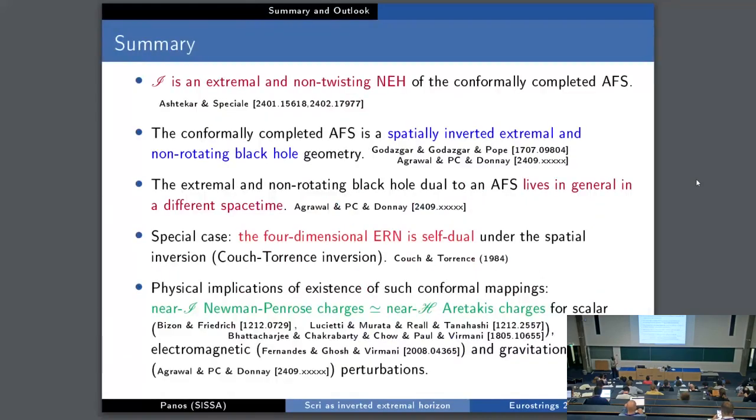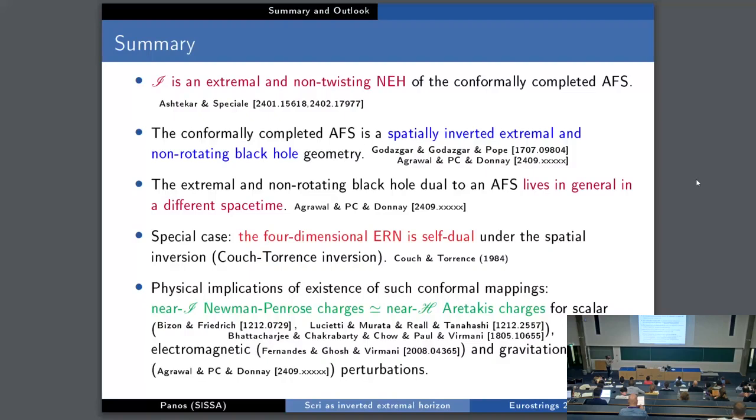So, in summary, what I wanted to do is emphasize the existence of this correspondence between null infinity and horizon geometries, which are two types of geometries generally living in different spacetimes. For the special case of the extremal Reissner-Nordström black hole, this duality comes from a special inversion, also known as the Couch-Torrence inversion. And the existence of this inversion has very physical implications, which we have studied at the level of these near null infinity Newman-Penrose charges and these near horizon Aretakis charges.